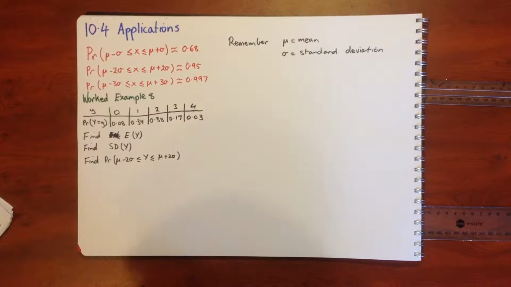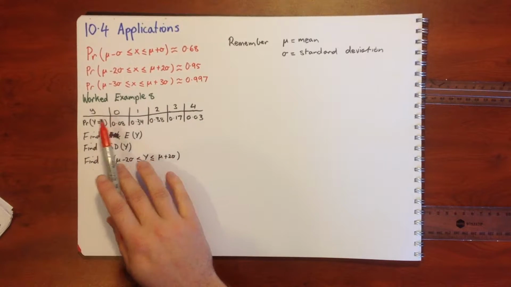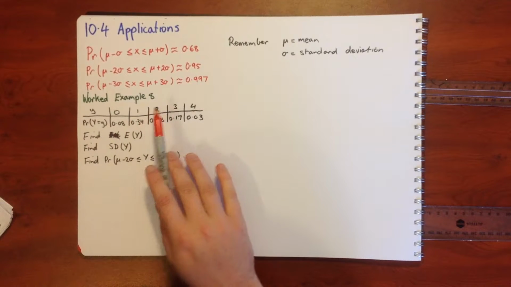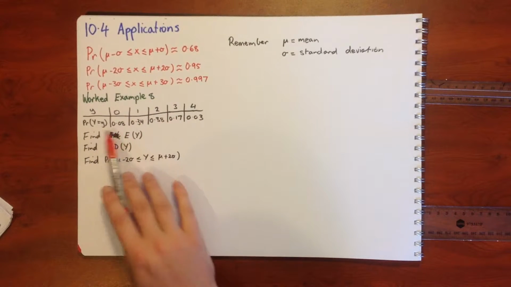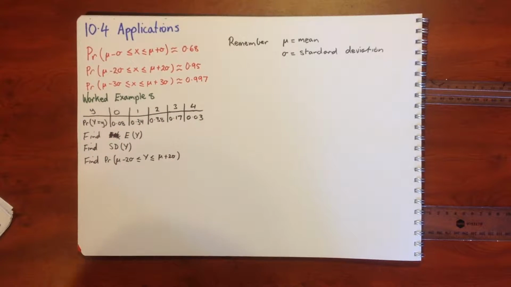So worked example 8. We're saying that y is a discrete random variable with the following probability distribution table, which we have here. So y can have the values of 0, 1, 2, 3 and 4, and the probability of each of those occurring is also down there. What we need to do is find the expected value of y first.